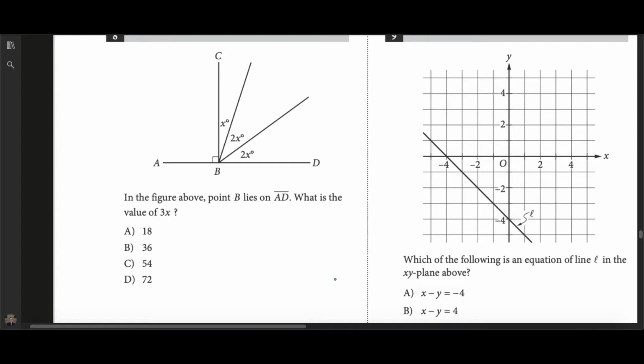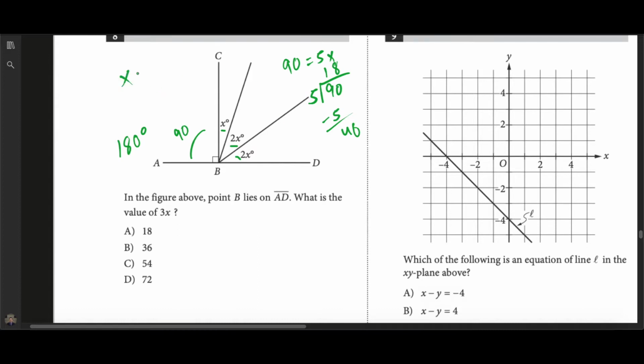In the figure above, point B lies on AD. All right, so we know that this is a line, so this whole thing has to be 180 degrees. What is the value of 3 times x? Okay, well, we know that this is 90 degrees. So obviously this has to be 90 degrees. So we got 1x, 2x, so combine these together, that's 3x, 4x, 5x. So this whole thing, 90, is equal to 5x. So we take 90 and we divide it by 5. That's just simply going to give us 18, right? Again, we have to do everything by hand, no calculator. So it's going to give us 18.